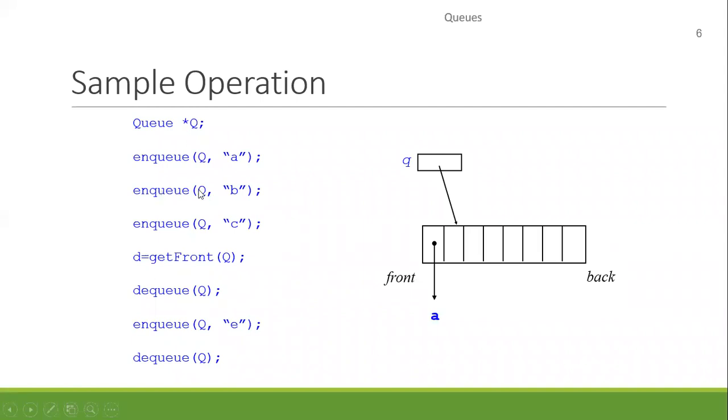Same way, when I run the second line, this is also an EQ operation. That means add element B to the queue. It will be added to the line. So B will go, then C will go. Gradually, every time you write EQ, it will add one element.